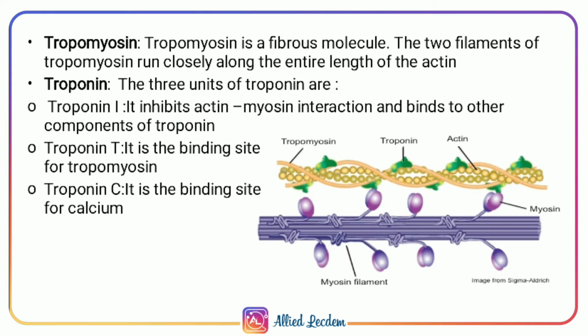Then is troponin. At regular intervals on tropomyosin, a complex protein called troponin is present. There are 3 units of troponin: troponin I, troponin T and troponin C. Troponin I inhibits actin-myosin interaction and binds to other components of troponin. Troponin T is the binding site for tropomyosin and troponin C is the binding site for calcium.